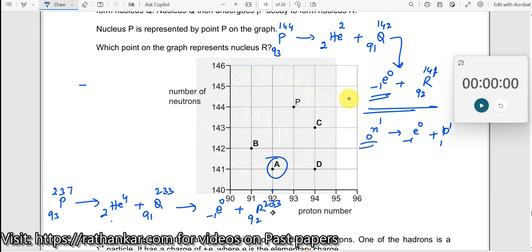So now you see, what is the number of neutrons in the final nucleus? The number of neutrons N will be 233 minus 92, which is 141. So you got 141 neutrons. This is the right answer. You can either understand this method and proceed, or you can go by the other method. Either method is correct.